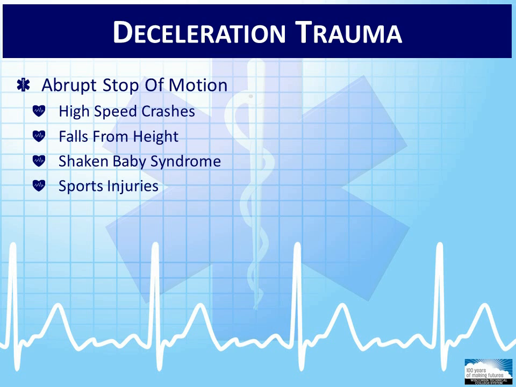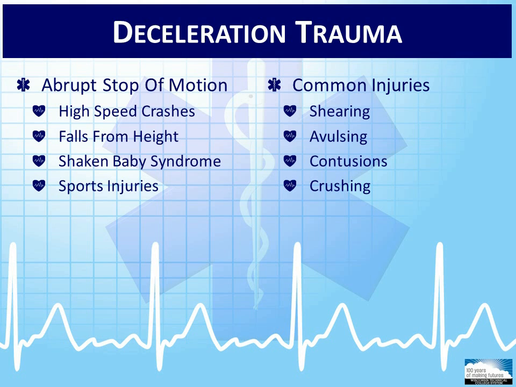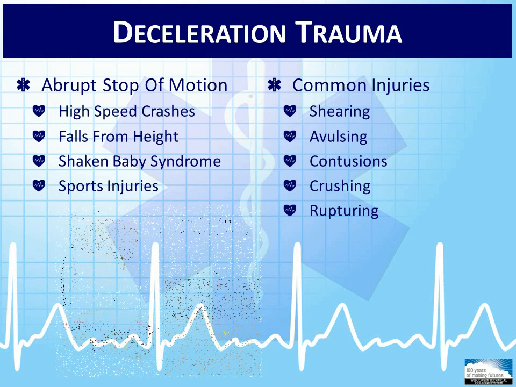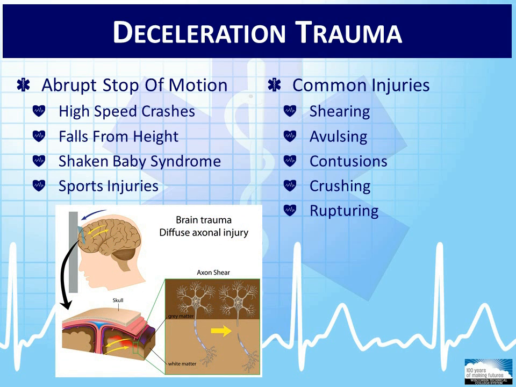Given the forces involved in a sudden stop of a moving body, injury mechanisms such as shearing, avulsing, contusing, crushing, or rupturing are common. Due to the head's physical size and weight in proportion to the rest of the body, the head and brain are very susceptible to deceleration injuries. Deceleration injuries are also common in the chest, the abdominal cavity, and in the retroperitoneal cavity. Shearing injuries to the aorta, ruptured organs, and organs tearing at points of attachment can all result from deceleration trauma.